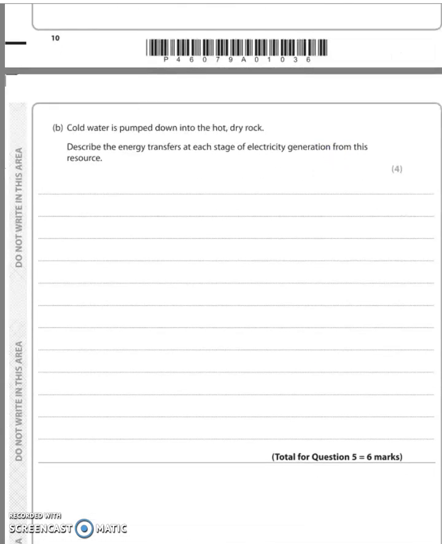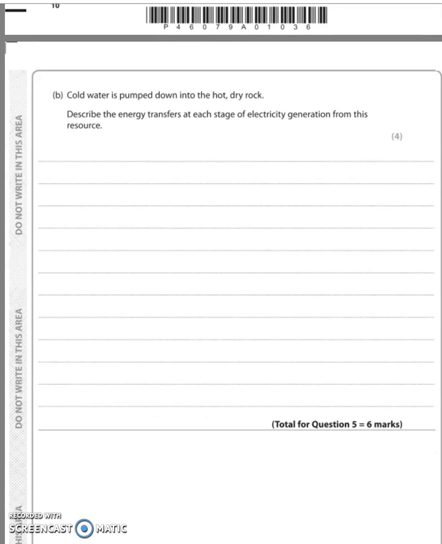Next part, 4 marks for this one. Cold water is pumped down into the hot, dry rock. Describe the energy transfers at each stage of electricity production from this resource. As soon as you start thinking about energy, it should hopefully be obvious that it's going to have something to do with heat energy, and it's definitely going to have something to do with electrical energy. But it's 4 marks, so it's not enough just to write those 2 types of energy down. We've got to be more specific, so try to break it down as much as possible.